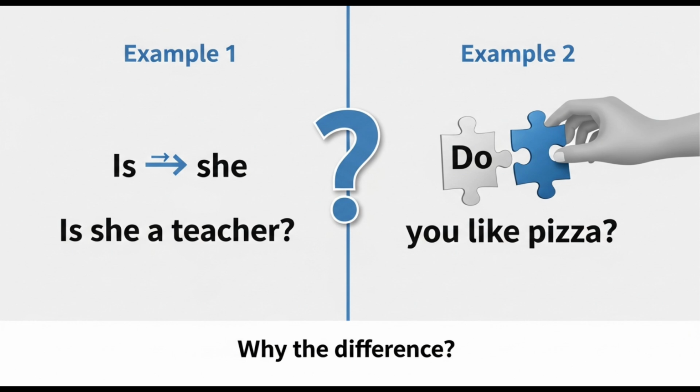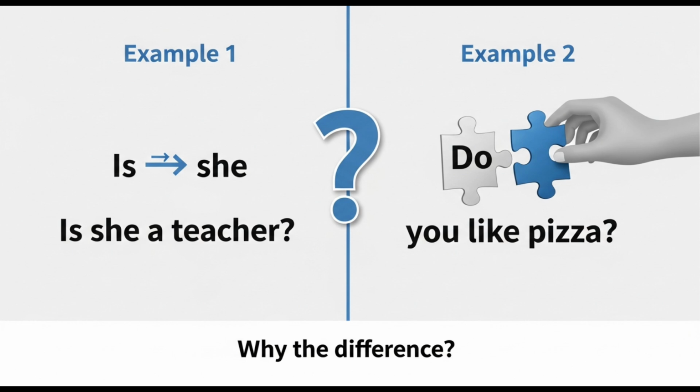Now, if you look at the next sentence, you like pizza. If we make this into a question, it becomes, do you like pizza? So wait a second, do you like pizza? But is she a teacher? These are different. They're both yes-no questions, but here we have do, and in this one, there is no do. So today, I will explain why for some yes-no questions, we need do or does, and for other yes-no questions, we just do that switch.